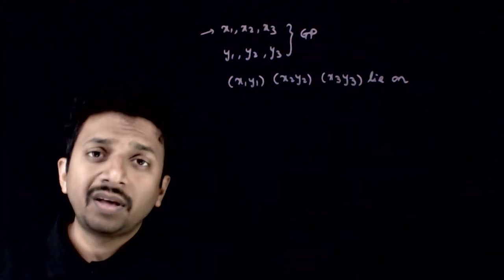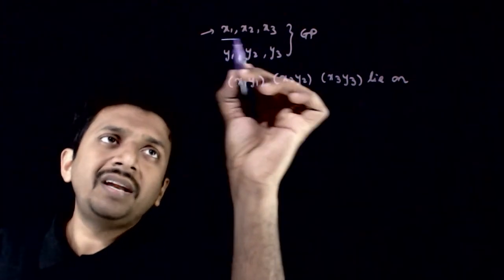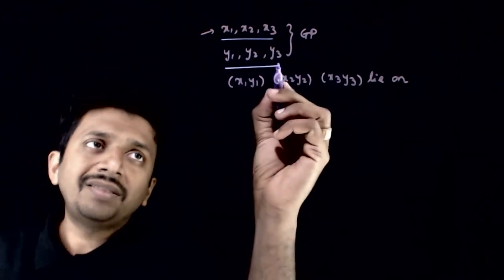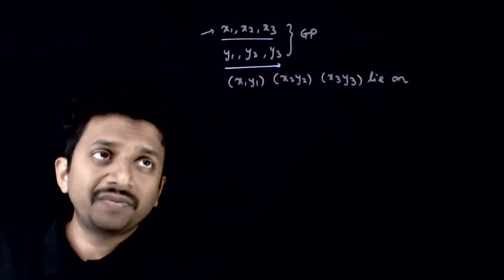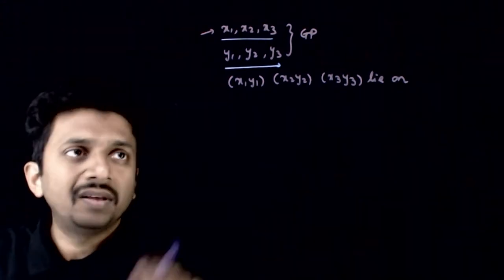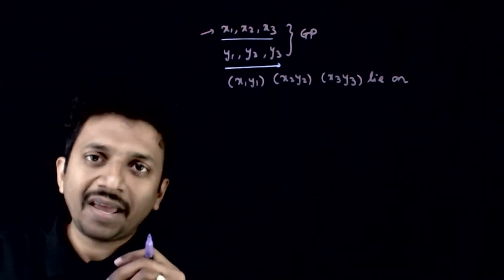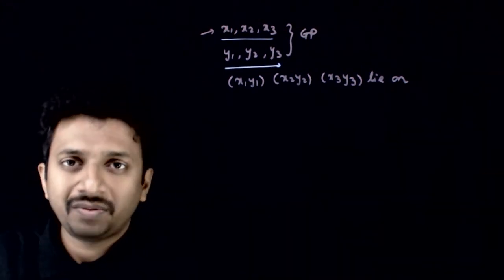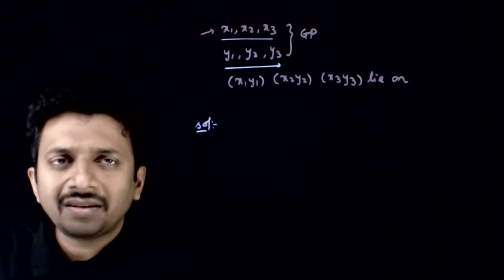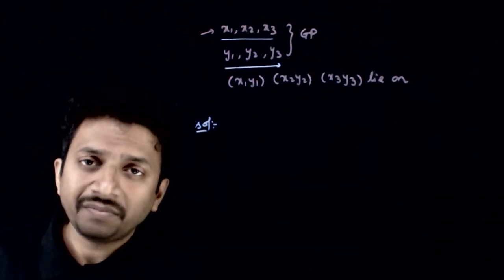So welcome students. In this question you're given that three numbers x1, x2, x3 are in GP and y1, y2, y3 are also in GP. So if that is so, x1, y1, x2, y2, x3, y3, these 3 points lie on what? That's the question. So again, a very straightforward question.